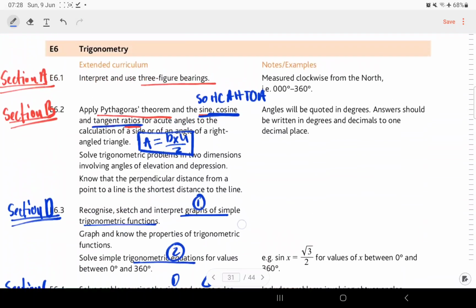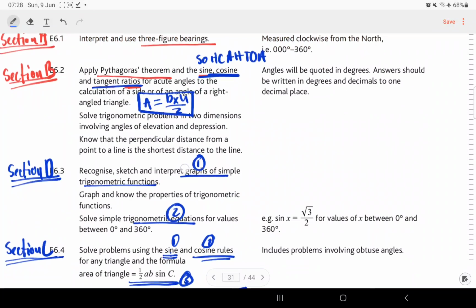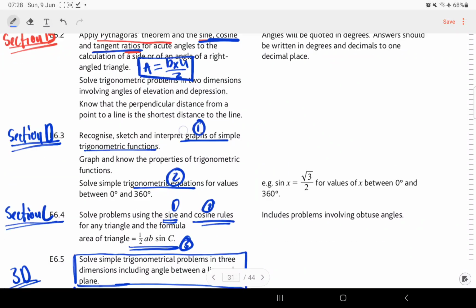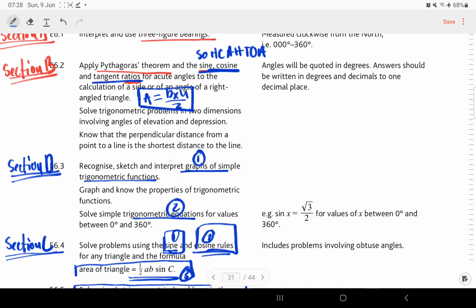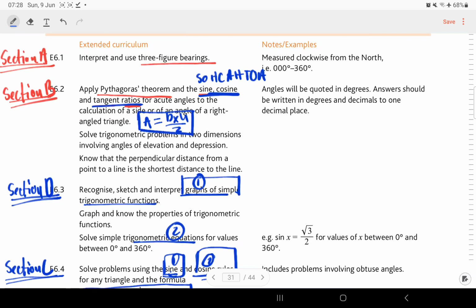So basically, here we have our 4 sections. Bearing, then Pythagoras and SOHCAHTOA, and then C would be sine rule, cosine rule, and area being half ab sine C, right? And the sine rule and the cosine rule, right? And then section D, there we go, the graphs and the trig equations. And you are done. So that's what you got to know, and you will be done with your trig. Okay, great.